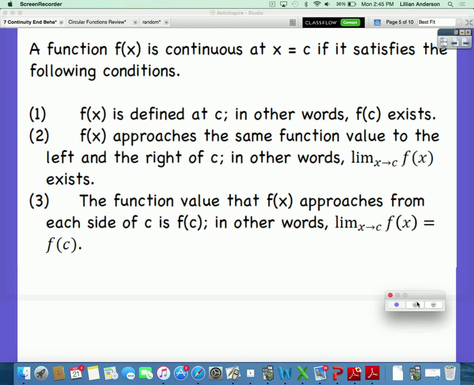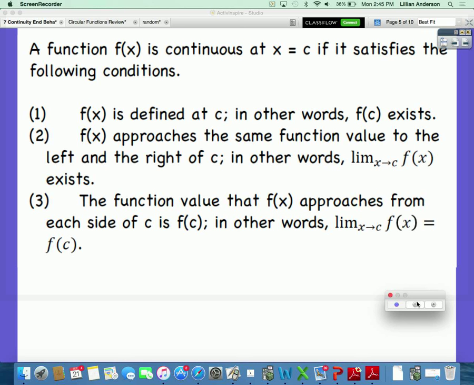A function is continuous at x equals c, c being some constant, if it satisfies the given conditions. The only way that something is continuous is if it hits these three conditions. The first, f of x is defined at c, or in other words, f of c exists. That means if you have a function and they give you a c, say 2, and you plug it in and you get a number, then that means f of c exists. Okay? So you're plugging a number into your function.